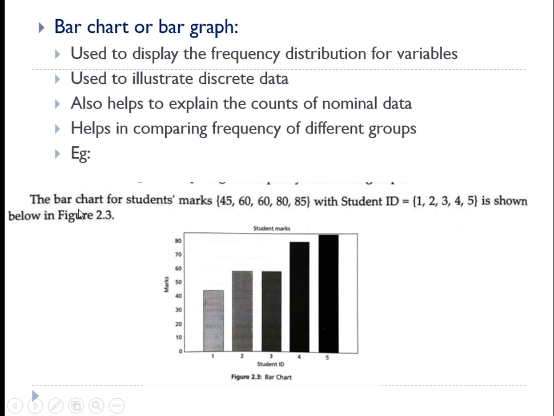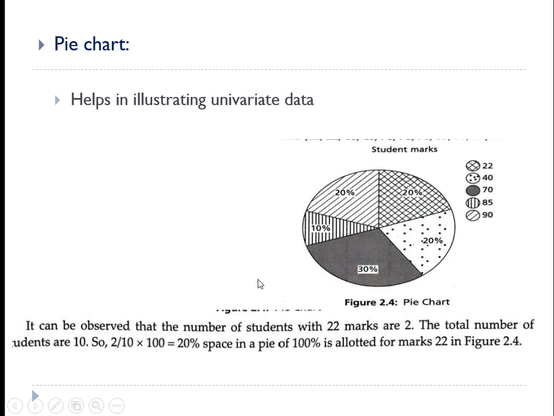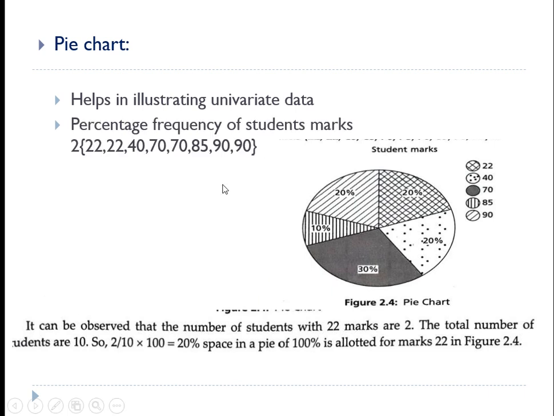Just take this example where I have a bar chart for students with these marks: 45, 60, 60, 80, 85, and this is the ID of the student. We have taken the student ID on the x-axis and the marks on the y-axis, and then put the bar chart. It gives a very good comparison and also helps in comparing the frequency of different groups. Now coming to the pie chart. A pie chart is very useful for illustrating univariate data. Taking the same example, suppose I have the frequency distribution, this is a frequency of student marks.